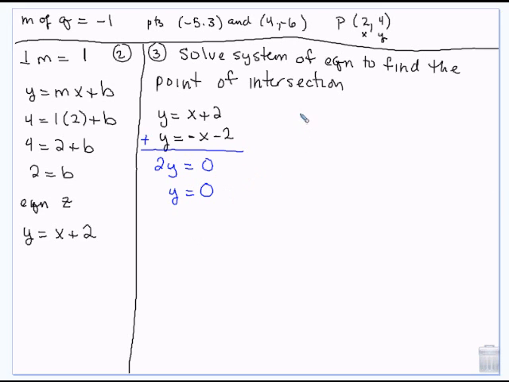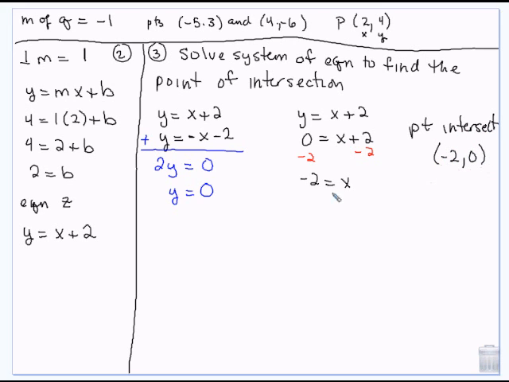I use this to find x. So 0 is equal to x plus 2. Subtract 2 from both sides. Negative 2 is equal to x. And so my point of intersection is negative 2, 0.